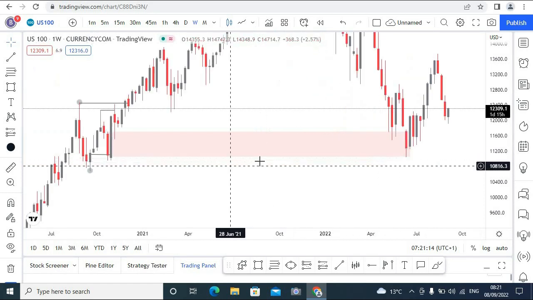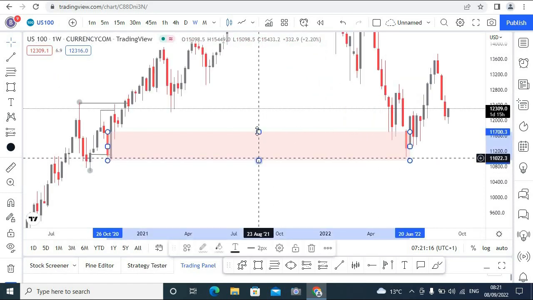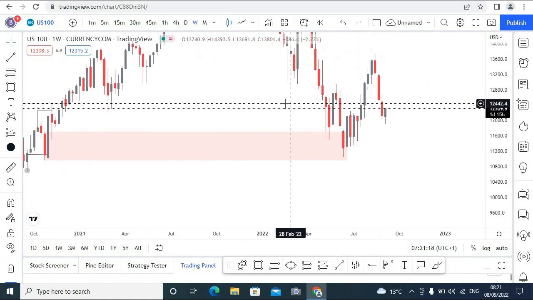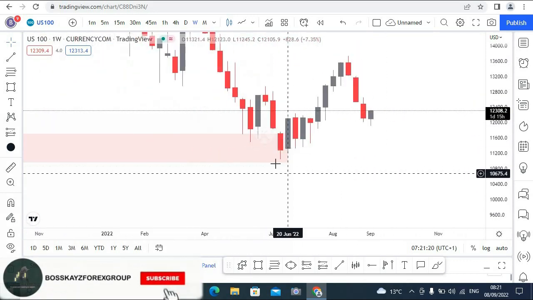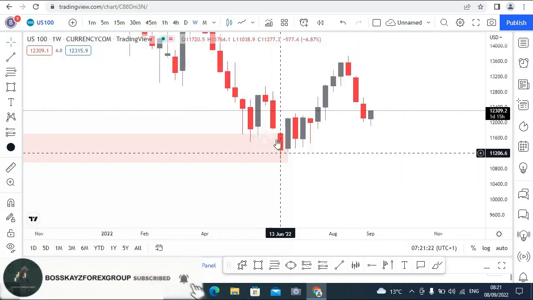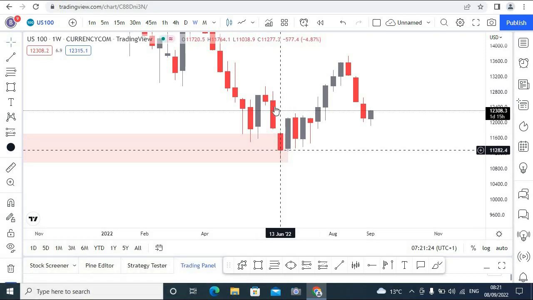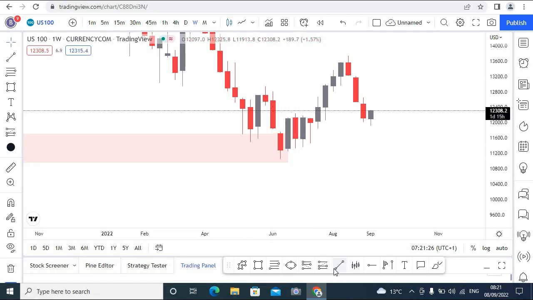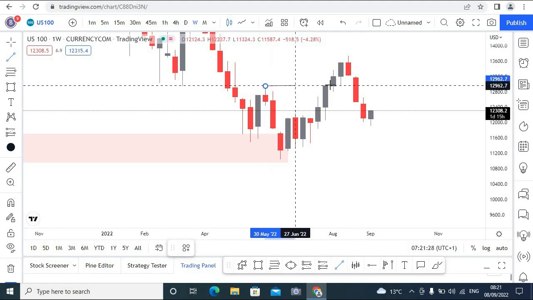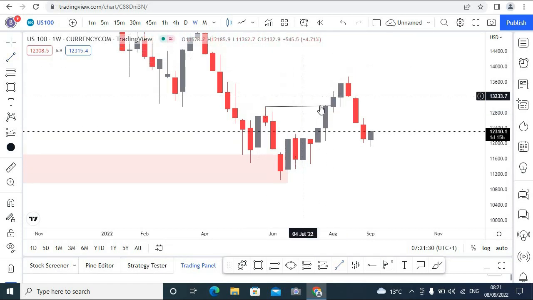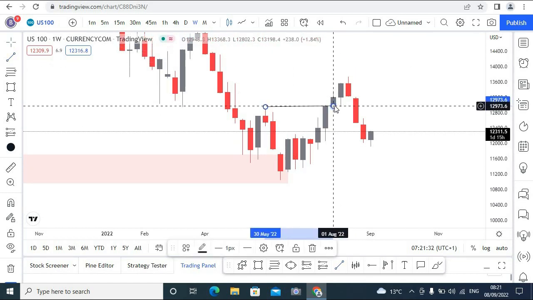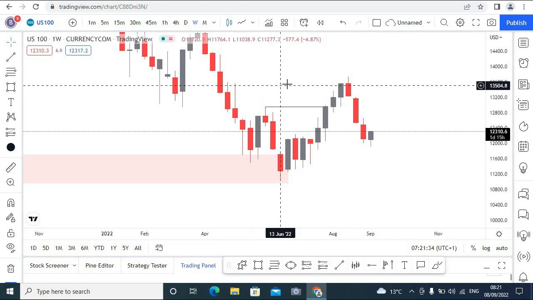To the demand zone area, but also they failed to take out this demand zone area, and now they have created a new lower low, but it's now a new higher low because the price was able to take out this lower high right here, right? Price was able to take out this lower high right here, as you can see.